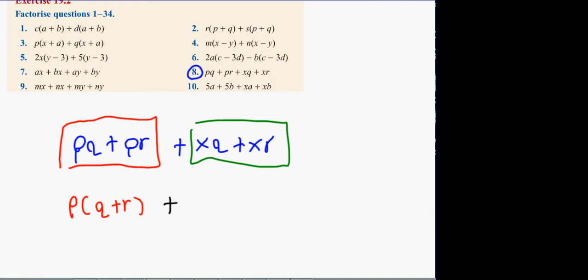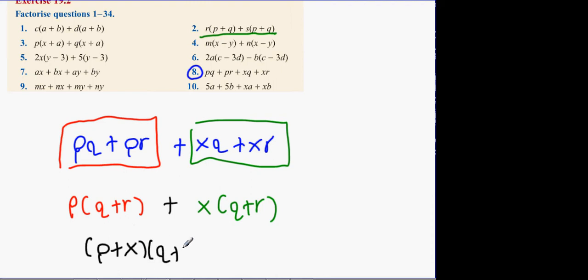What's the answer to the green question? X bracket Q plus R. Do you notice that the brackets are the same? So what does that mean? We can do exactly the same as question 2. What's the answer then? P plus X, Q plus R. Because you put the numbers that come in front of the same bracket into the first bracket, and the bracket that turns up twice is the second bracket. Yeah. I will do another one.